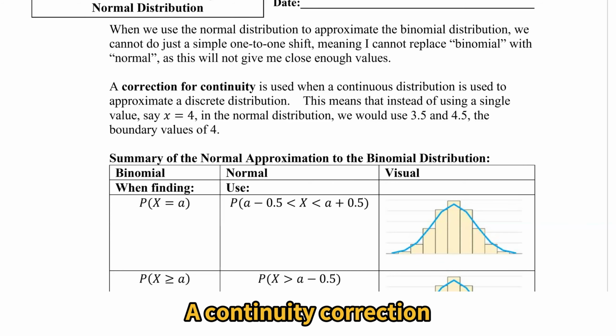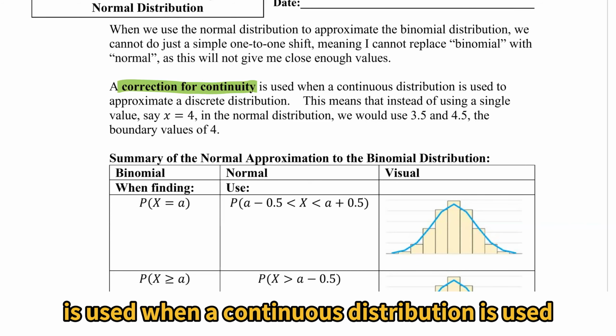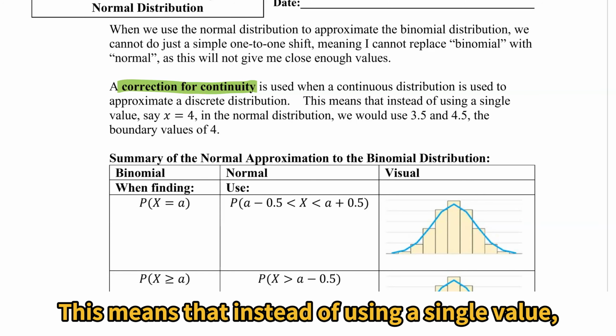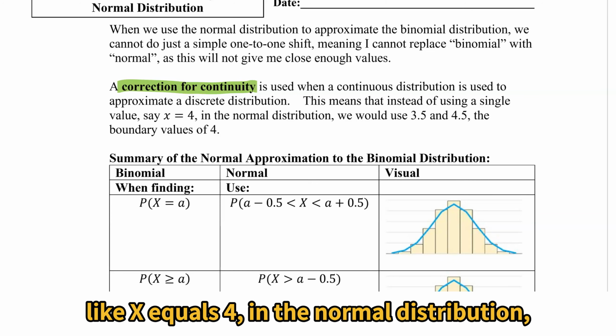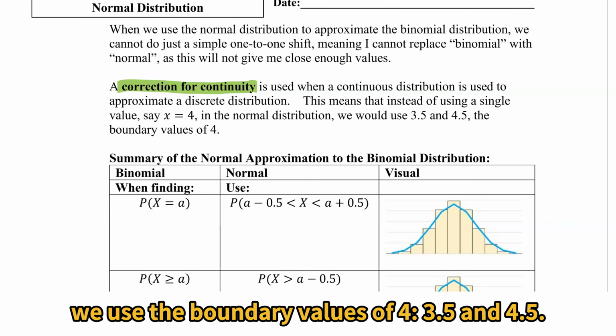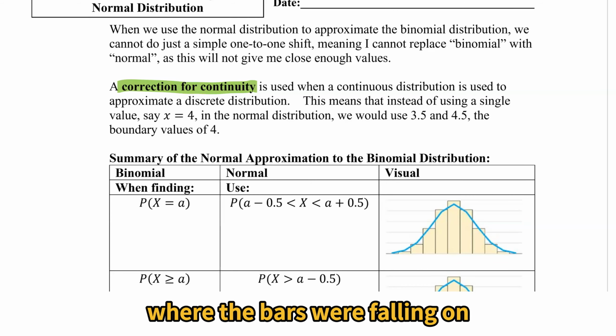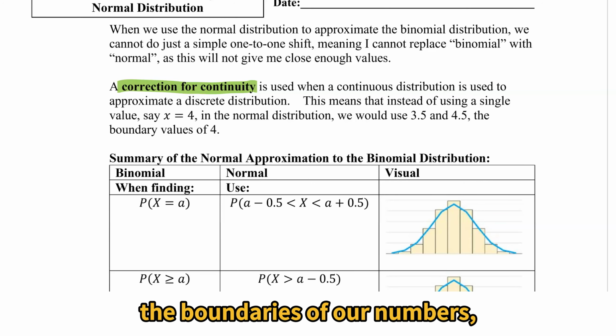A continuity correction is used when a continuous distribution is used to approximate a discrete distribution. This means that instead of using a single value, like x equals 4, in the normal distribution, we use the boundary values of 4, 3.5, and 4.5, just like in our last graph where the bars were falling on the boundaries of our numbers.